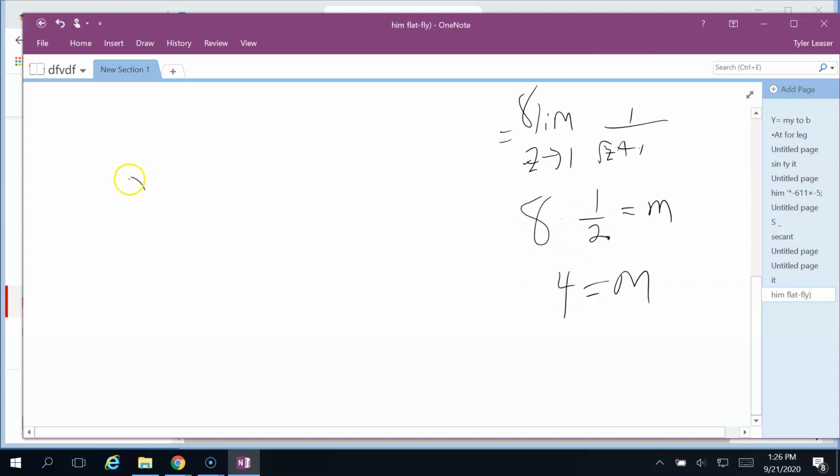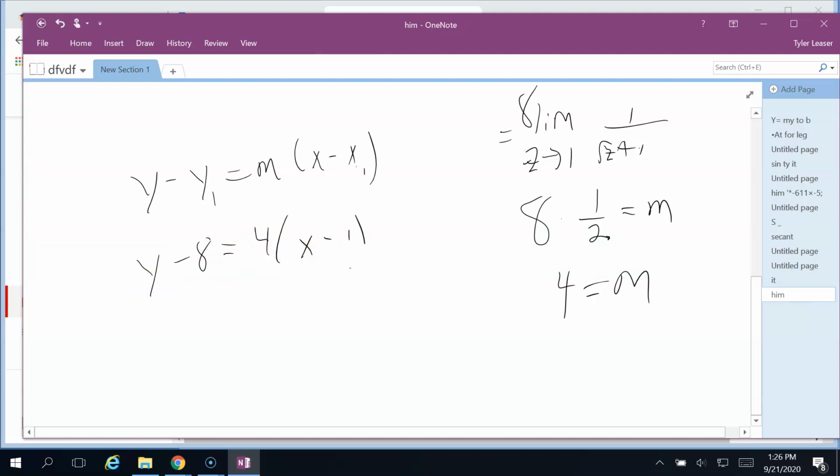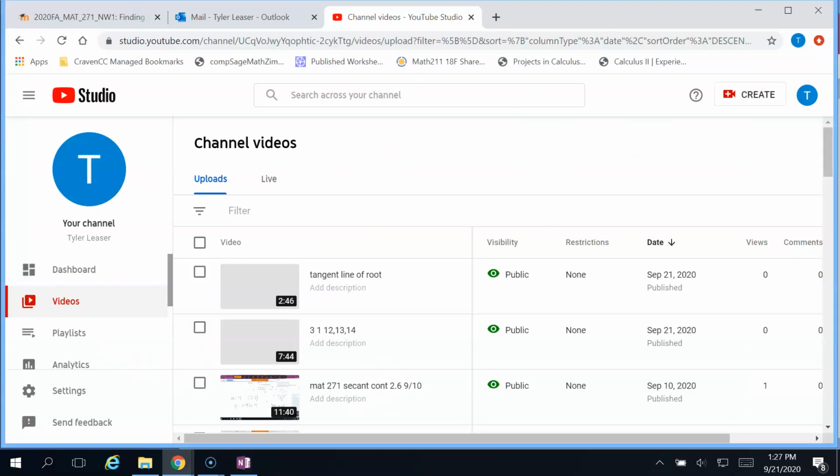Now that I have my slope of 4, remember that we're going to do y minus y1 is equal to m times x minus x1 for the tangent line. The point was (1, 8). So y minus 8 is equal to the slope 4 times x minus 1. Distribute the 4, move stuff around. We get y is 4x plus 4. Just to show you what this means, so this is my final answer here. This is the tangent line, y equals 4x plus 4.